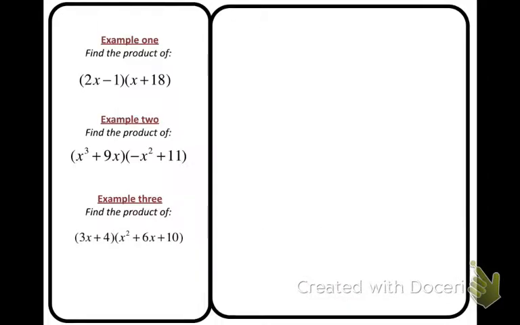Okay, so example 1. We're going to find the product, and remember, product means multiplying. We're going to find the product of 2x minus 1 times x plus 18. Notice there's no plus or minus signs anywhere between these two parentheses, which means we will be distributing.